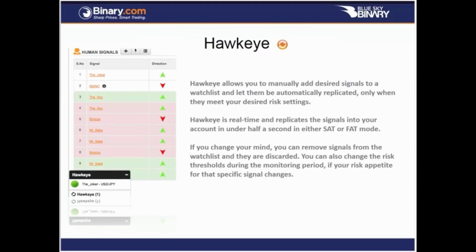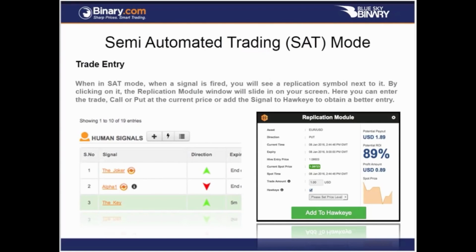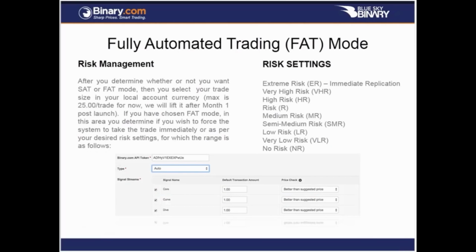And you can select different conditions and better conditions for the prices at which the trades are replicated. When it's in the semi-automatic mode, the signal will appear inside your platform. You can click on it, click on this green button, and then add it to the Hawkeye, which is a risk engine that will look for better conditions for you to enter the trade. And there is a fully automated trading mode with very different settings for your account that you can use.